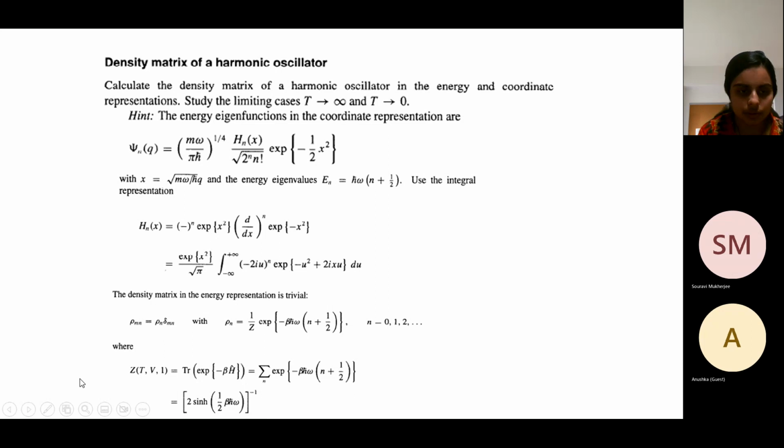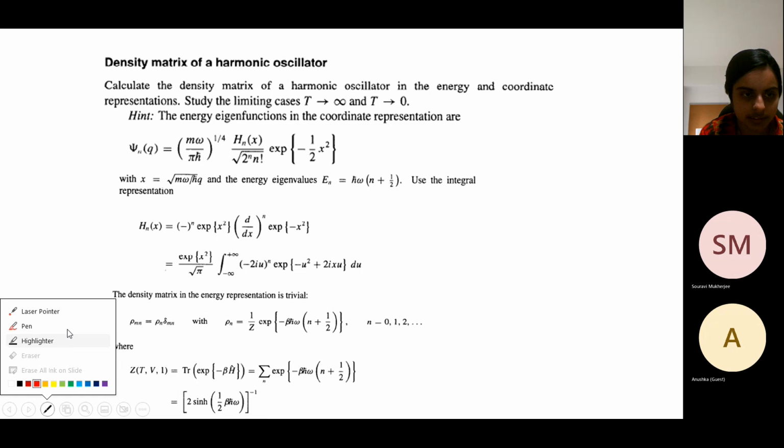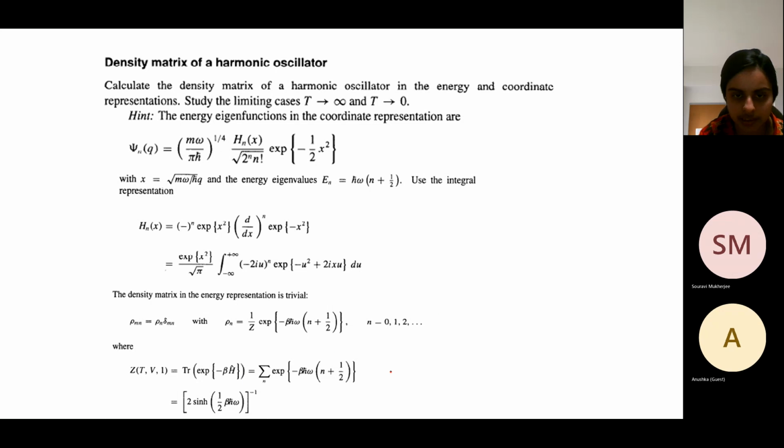So basically what you are doing is expanding this thing. So what will you get if you expand? You'll get e to the power. For n equal to 1, you'll get e to the power minus beta h cut omega by 2, right? And then there will be some term where you will have this 3 by 2, and then you'll have 5 by 2, something like this, dot, dot, dot.